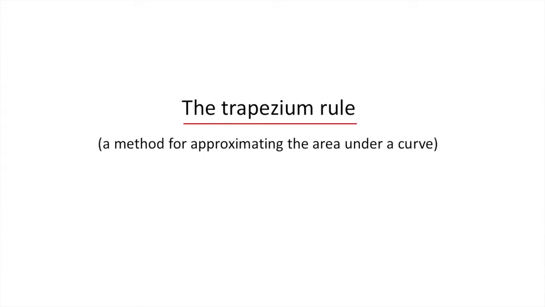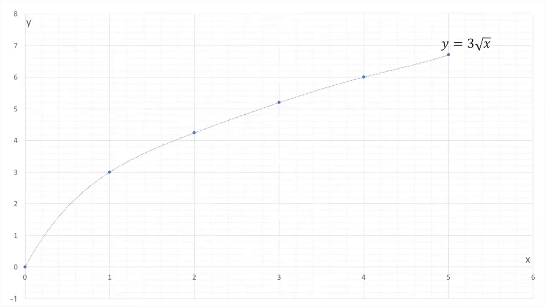This lesson introduces the trapezium rule as a method for approximating the area under a curve. We'll start with this example. The curve is y equals 3 root x, and we want to find the area bound by the curve, the lines x equals 1, x equals 4, and the x-axis.